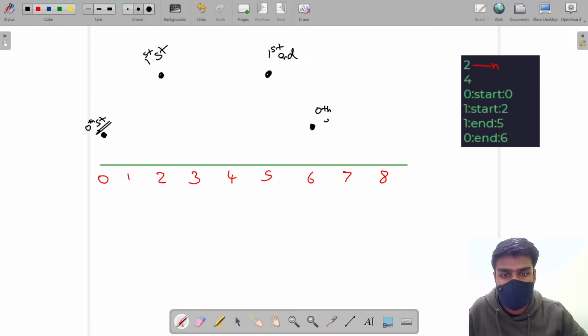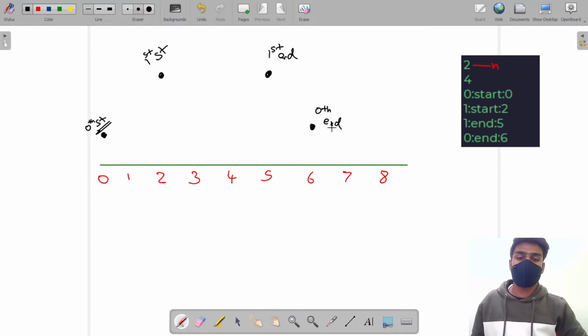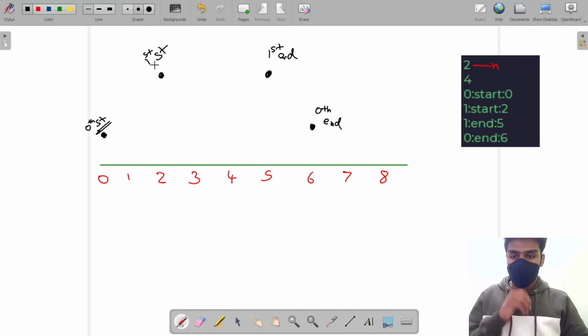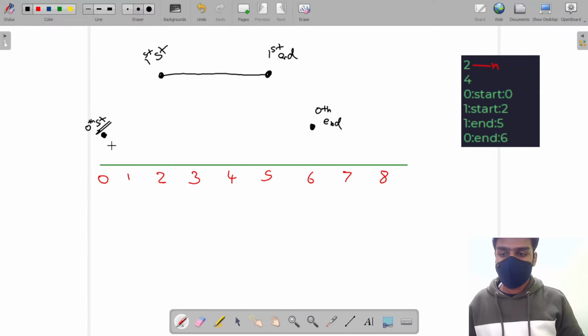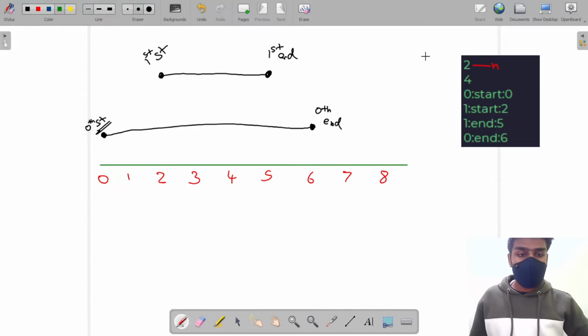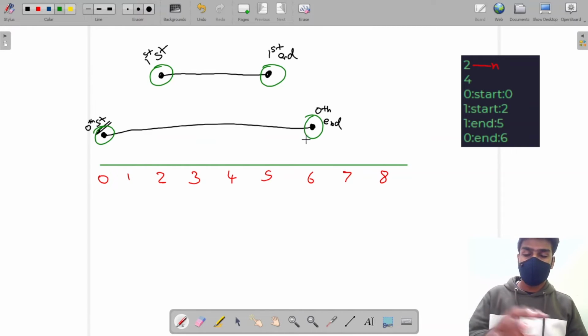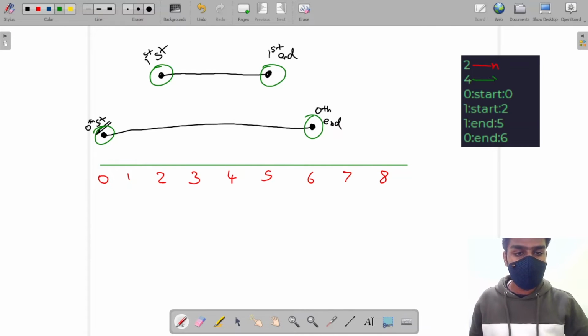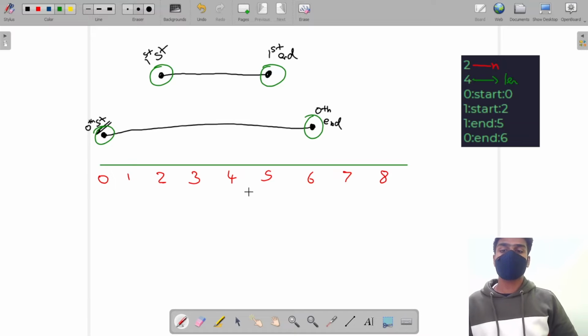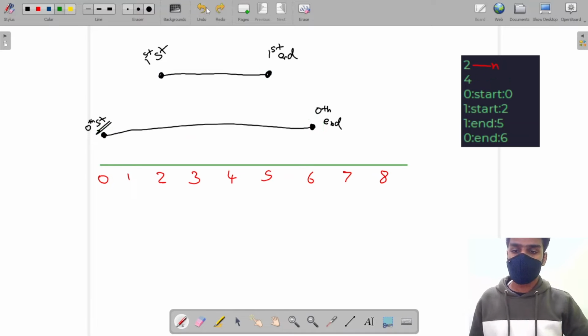0th is ended. I hope you understood this. I will create some lines for you to understand. This is our 0th function, this is our first function, and these are logs. The starting and the ending points are the logs. So we are given 4 logs. So the length is 4. I hope you understood this.